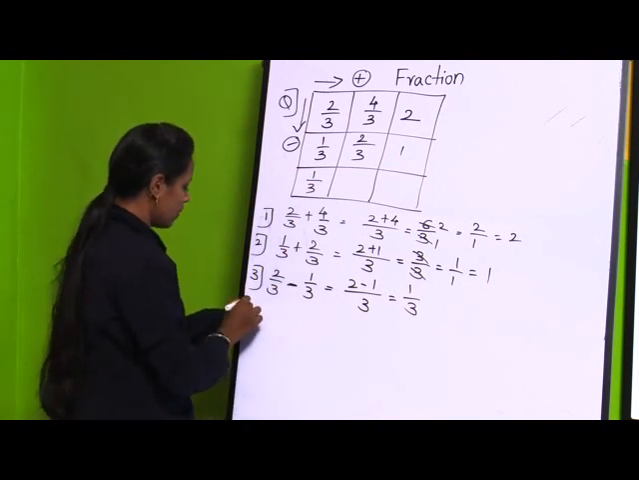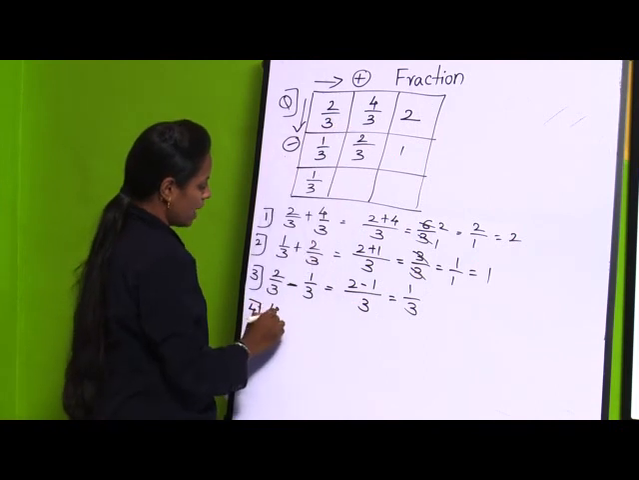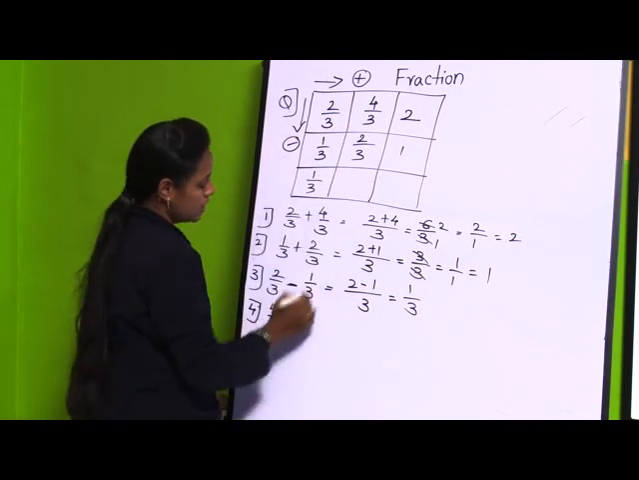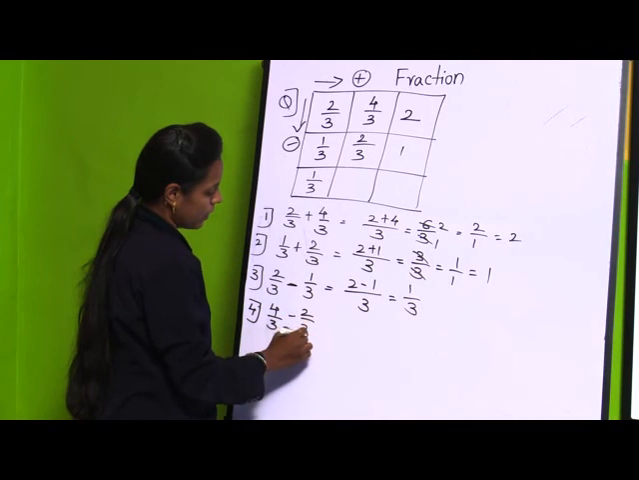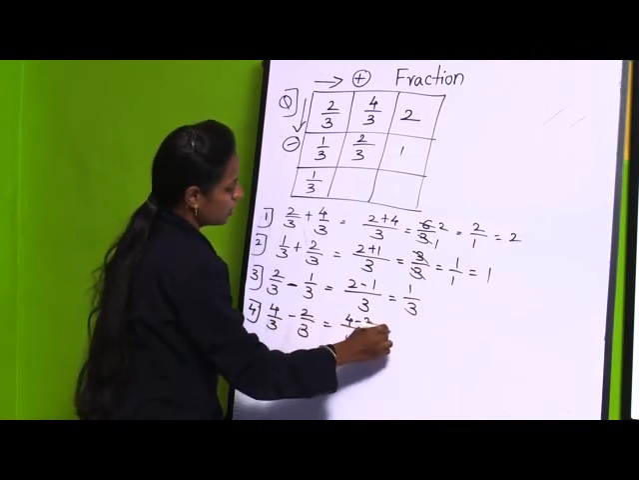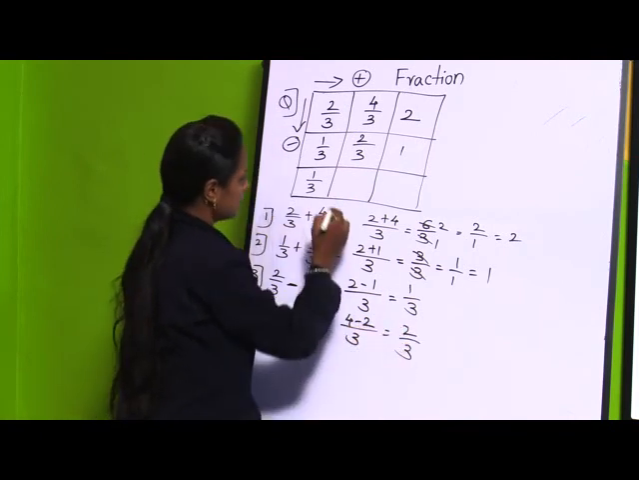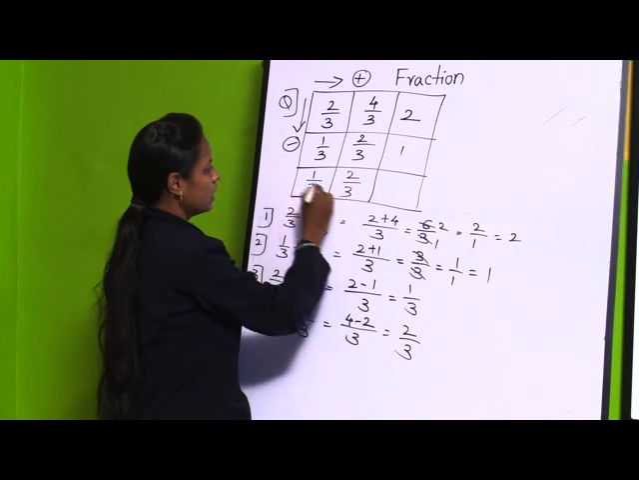Now fourth step we have 4 by 3 minus 2 by 3. So 4 minus 2 upon 3. What is 4 minus 2? That is 2 upon 3. In answer we have 2 upon 3 here.